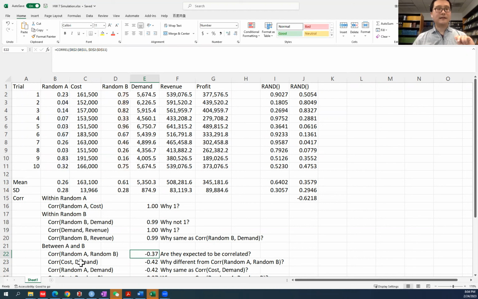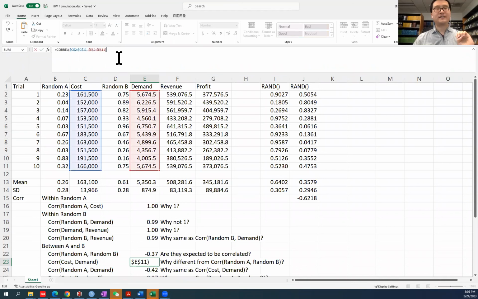If we calculate the correlation between cost and demand, we see a negative 0.42. This also happened by chance. So on average, this particular method we use for the simulation should give us a 0 correlation between them. However, this is not totally satisfying. We should expect, and in reality, there should be a positive correlation between cost and demand.